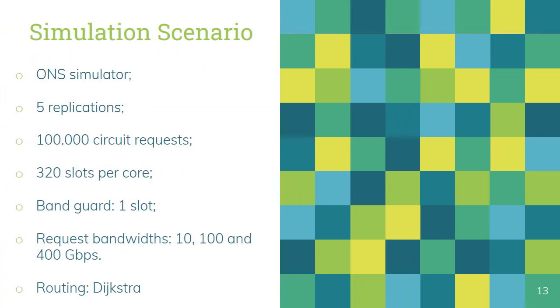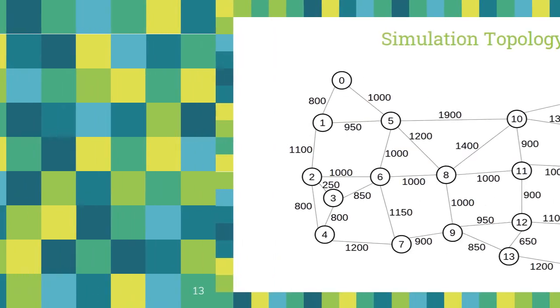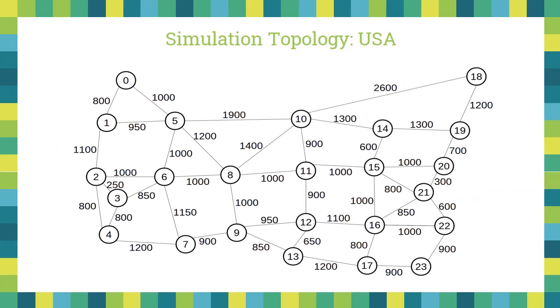These are the main configurations of the simulation scenario. We are using the ONS simulator, and we generate 100,000 circuit requests for each simulation, and they are replicated 5 times. The routing is by the Dijkstra algorithm, and the request bandwidths are 10, 100, and 400 gigabits per second. We are using the USA network topology, shown in the picture on the slide.